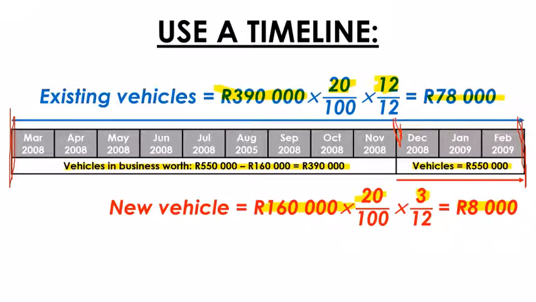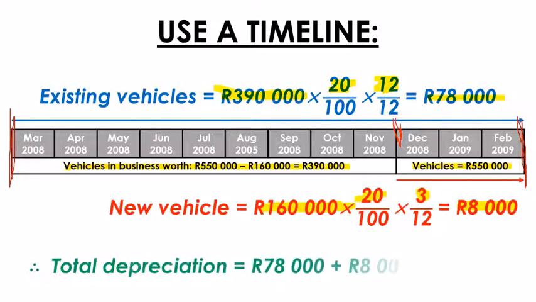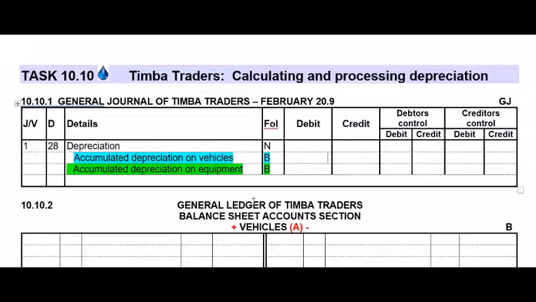So if we want to know what the total depreciation is for our vehicles for the year, remember, we look at it as an asset class. Okay, so we want to know how much we lost in value for all of our vehicles throughout the year. Then you just add the two together to see that our vehicles lost a total of 86,000 Rand. And this is the value that we will credit to accumulated depreciation on vehicles, and that will be part of the depreciation expense for the year.